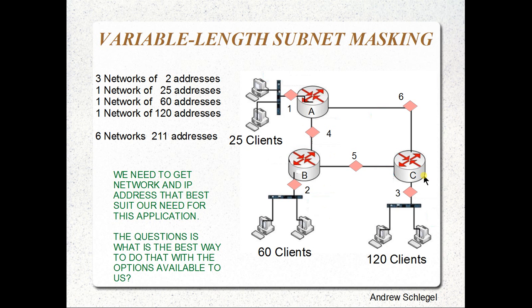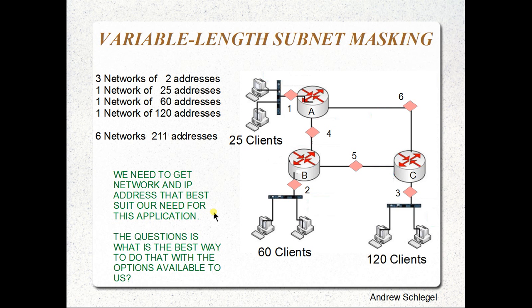and then this becomes one network, and this becomes one network. So you can see between these routers, I only need 2 IP addresses, right? But here I need 25 IP addresses, here I need 60 IP addresses, 1 for each computer, and here I need 120 addresses. So I have 6 networks. 3 of them need 2 IP addresses each, 1 network needs 25, 1 needs 60, and 1 needs 120. So it's actually 6 networks with a total requirement of 211 addresses.